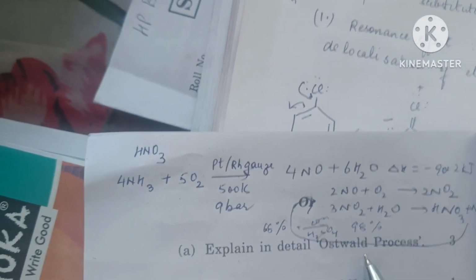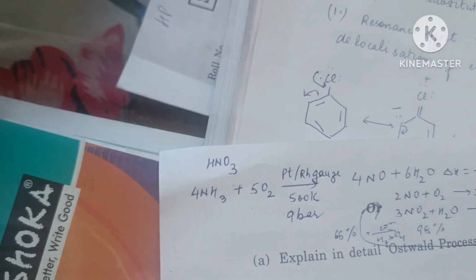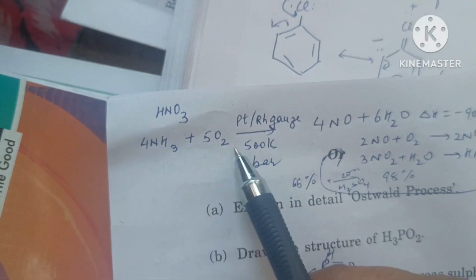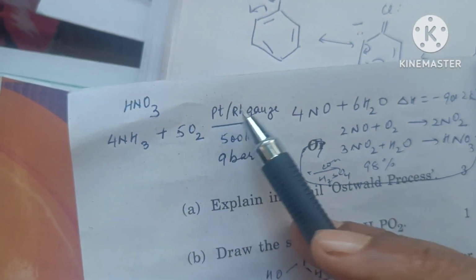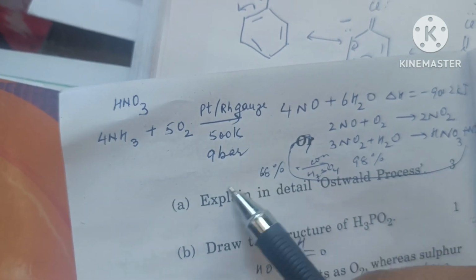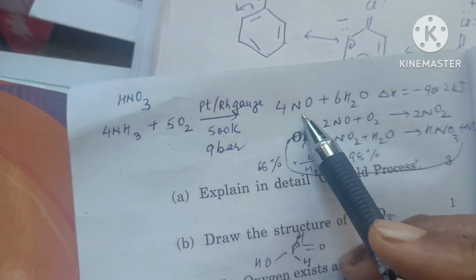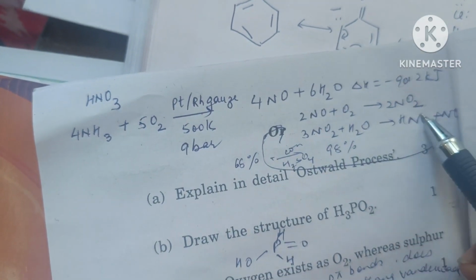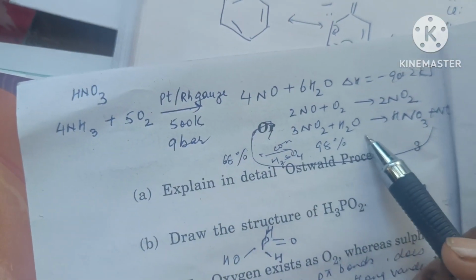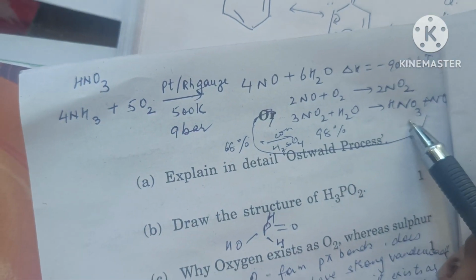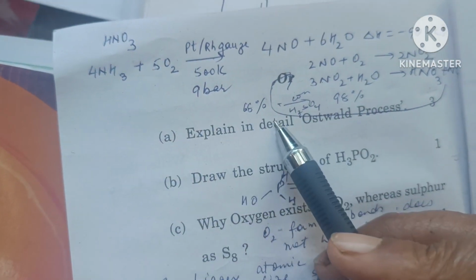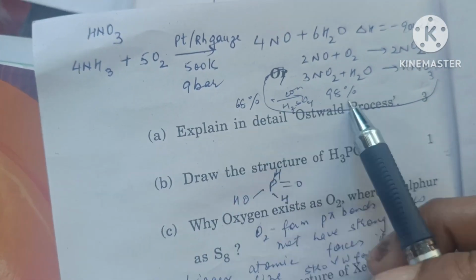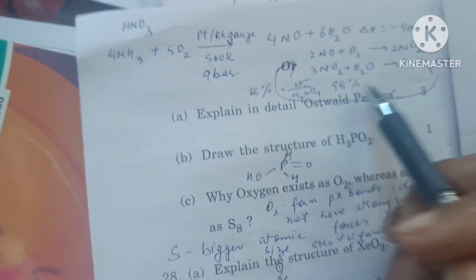Explain in detail Ostwald process. Ostwald process is used for the manufacture of nitric acid. Ammonia is oxidized with atmospheric oxygen in presence of platinum or rhodium gauge at 500 Kelvin and 9 bar pressure. Nitric oxide is formed. Nitric oxide is further oxidized into nitrogen dioxide. Nitrogen dioxide is dissolved in water to form nitric acid. 60% nitric acid is formed, which is dehydrated using concentrated sulfuric acid and converted to 98% nitric acid.